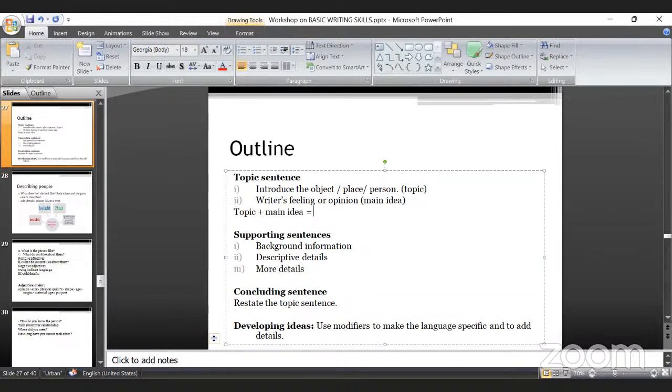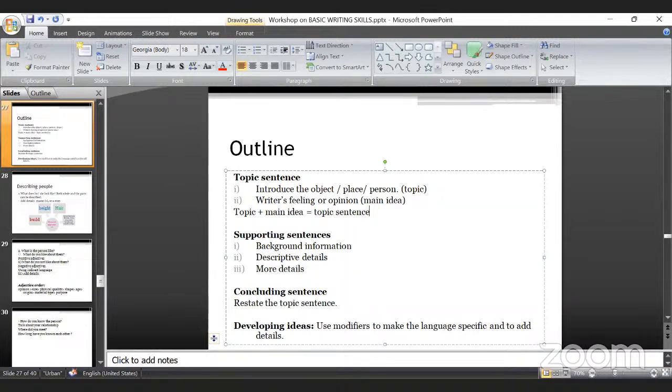This will give you what we refer to as the topic sentence, right? So topic sentence is a combination of your topic and your main idea. Now, writer's feeling or opinion, you set the perspective. For example, I am writing about water pollution, and then I say my topic sentence, if it looks like this: We will study the effects of water pollution on quality of life in cities.